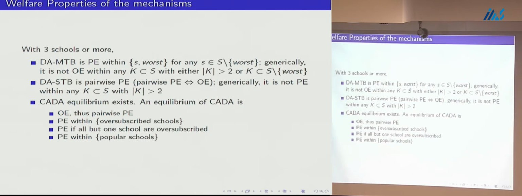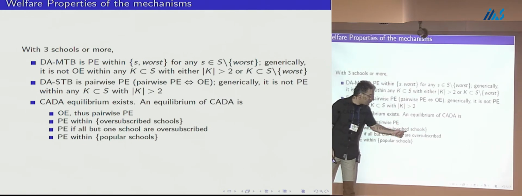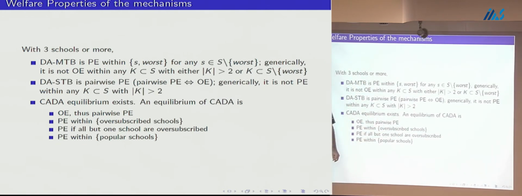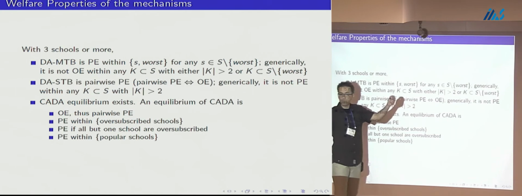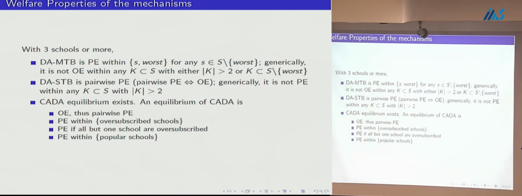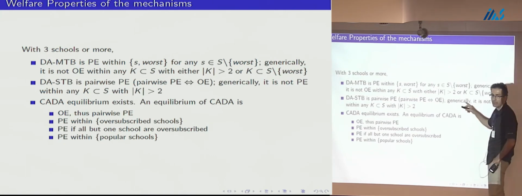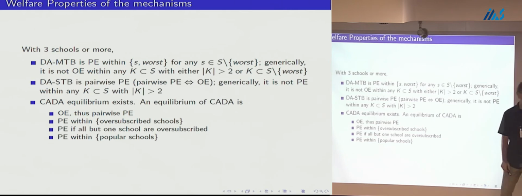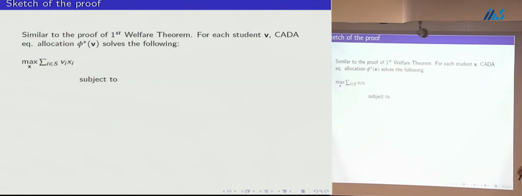And if you are not comfortable with this equilibrium concept, CADA is also Pareto efficient within popular schools. So pick the popular schools. CADA is always going to allocate popular schools Pareto efficiently. Deferred acceptance with single tie breaking, which is the better option of the two, is not going to achieve that efficiency result. Now, the proof is really similar to the proof of the first welfare theorem.